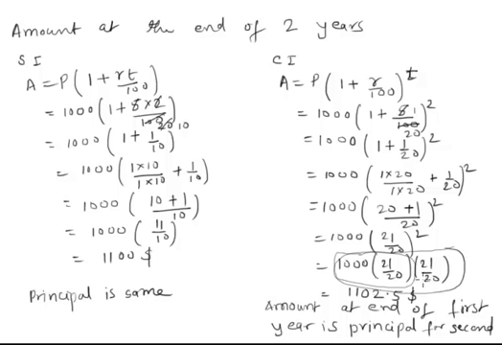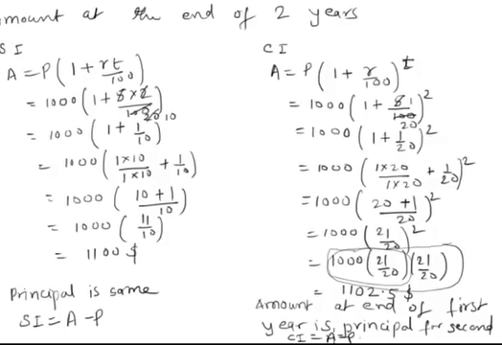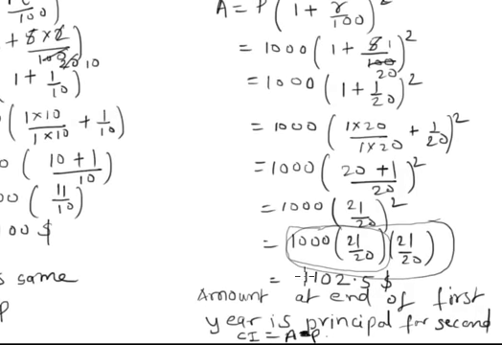This is the amount. If we separate the principal out of the amount, we will get the interest. Simple interest is calculated by the formula amount minus principal. Here also it is calculated by the formula amount minus principal. First we calculated the amount for both of them, and we compared the values of the amount. If you remove the principal out of it, you will get simple interest and compound interest.